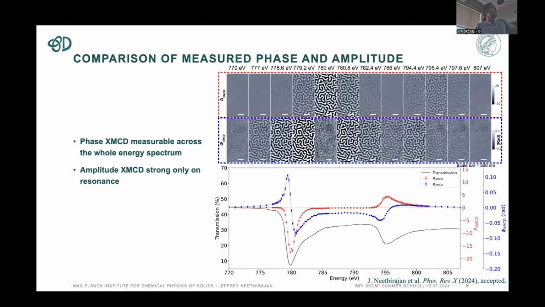Using this technique, we were able to extract the phase XMCD signal as well as the amplitude XMCD signal. Here on the top, the red curve represents the amplitude XMCD signal, and the blue curve represents the phase XMCD signal extracted from these images. The black curve again is the transmission through the sample. There's a lot going on, but I would like to highlight just a few points. In the phase XMCD spectra, you see domains almost across the entire energy spectrum.